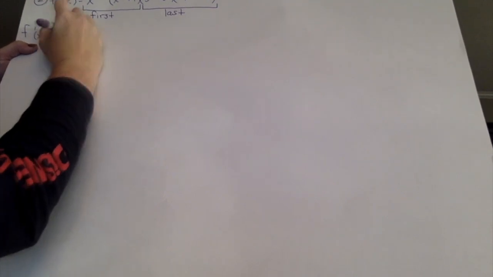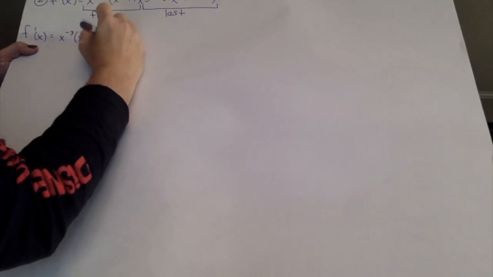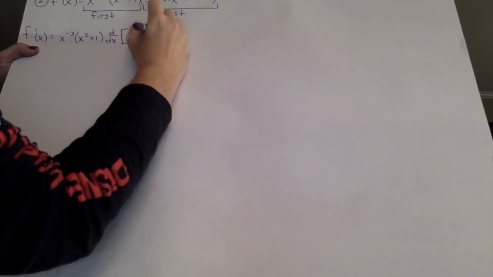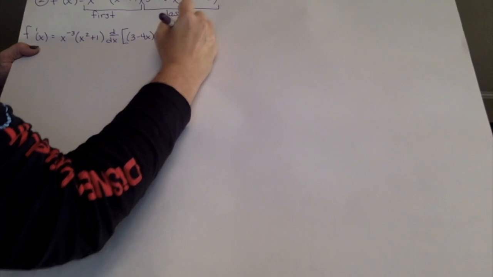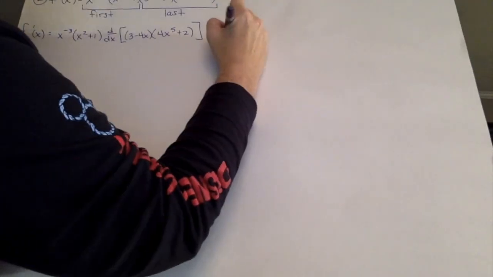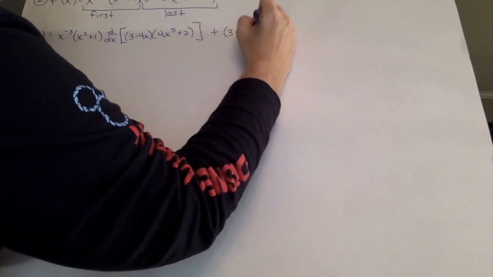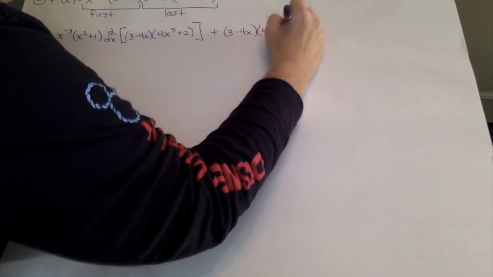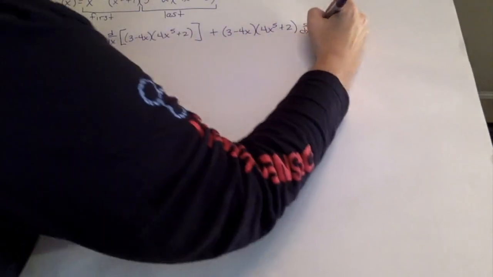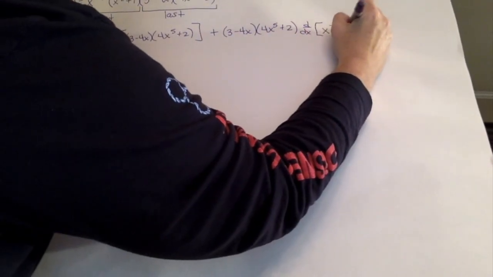So on this one, because we're doing a simple product rule first, we'll have first, which will be x to the negative 3rd times x squared plus 1, times the derivative of the last, which is 3 minus 4x times 4x to the 5th plus 2, plus last, 3 minus 4x, 4x to the 5th plus 2, times the derivative of the first, which is x to the negative third times x squared plus 1.